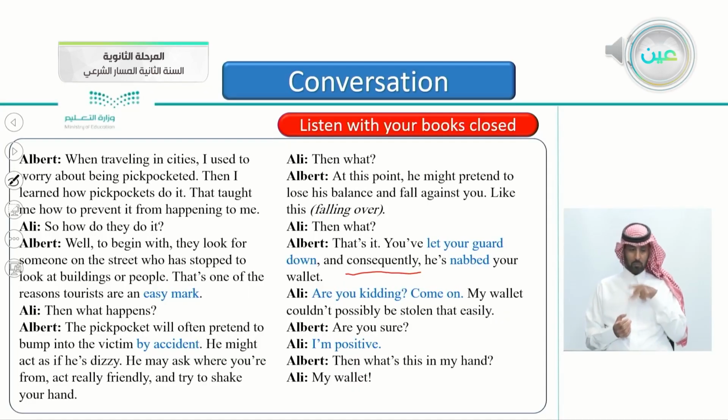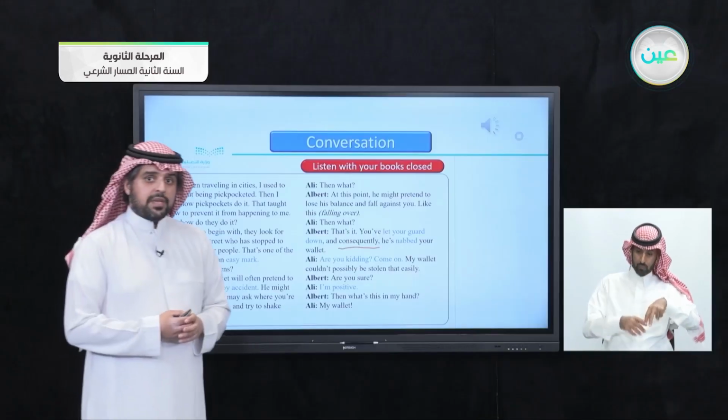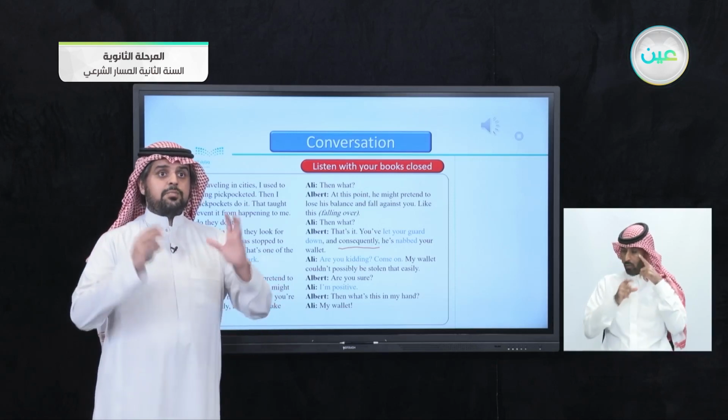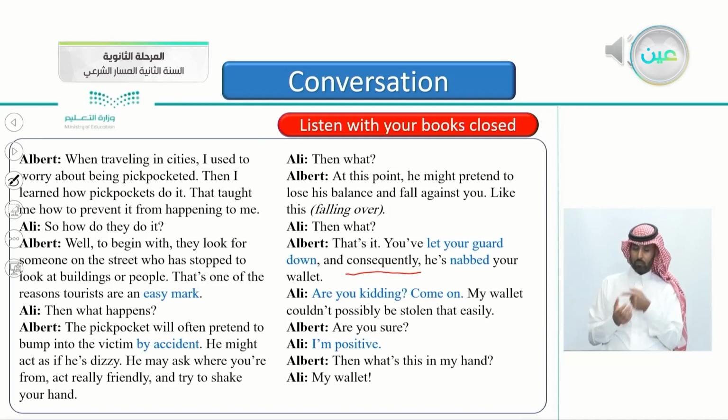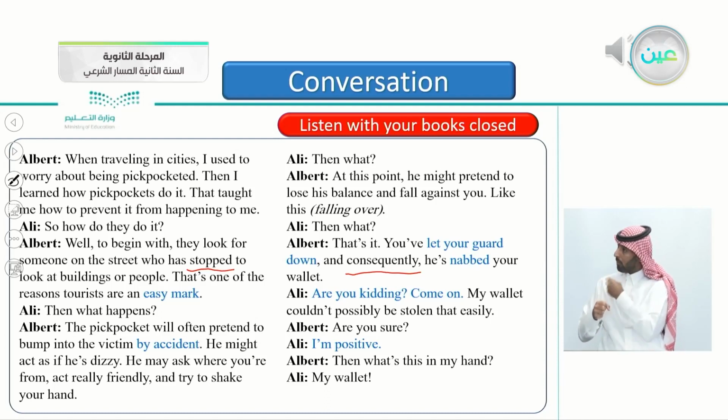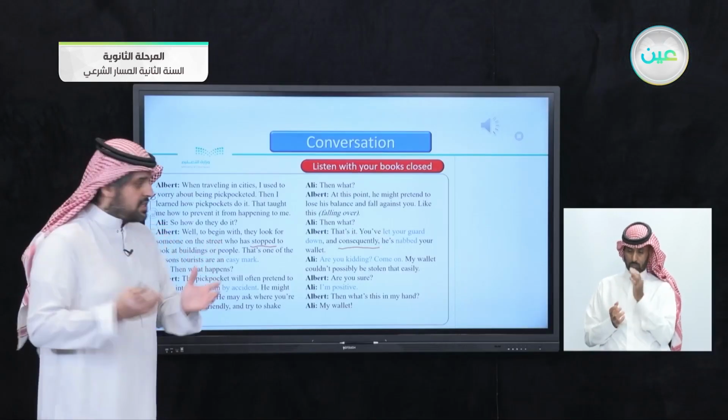As you see here, Albert says when traveling in cities, so they also make use of the travelers who are stunned because of the buildings. So when they steal from them, they wouldn't notice. He says, so how do they do it? He said, well, to begin with, they look for someone on the street who has stopped. So someone who is not moving, who stopped. Why? To look at buildings or people. So you're stopped, you're busy, you're not fully conscious here.